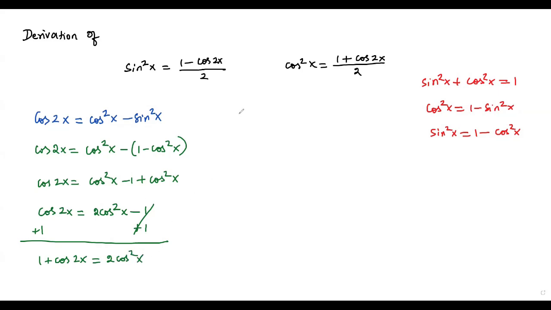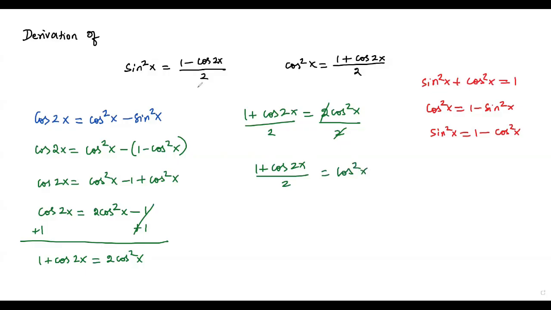That is, 1 positive cosine 2x equals 2 times cosine square x. Now to isolate cosine square x, I have to get rid of the 2 which is multiplied over here. So to get rid of this 2, I divide both sides of this equation by 2. Then this 2 will cancel out. I'm getting 1 positive cosine 2x over 2 equals cosine square x. Now I got the derivation of the second formula, that is cosine square x equals 1 positive cosine 2x over 2.